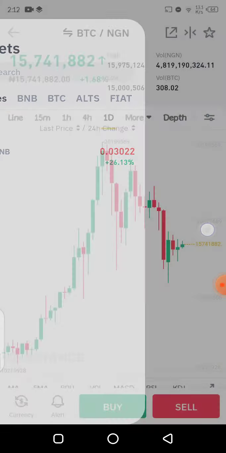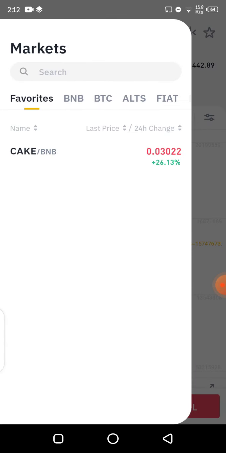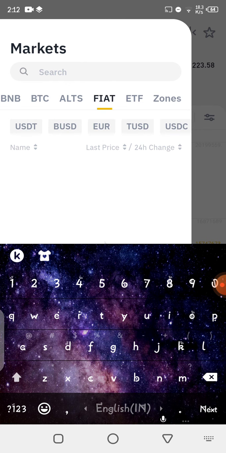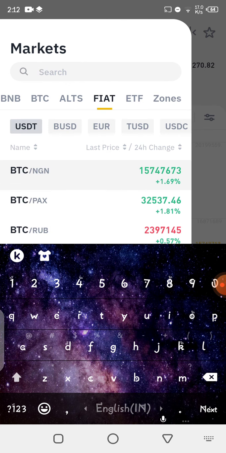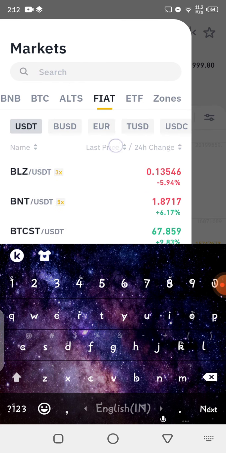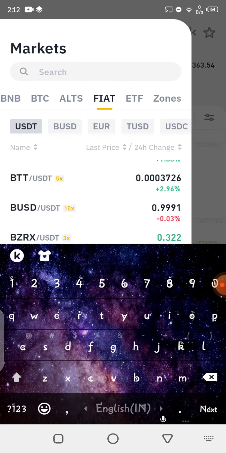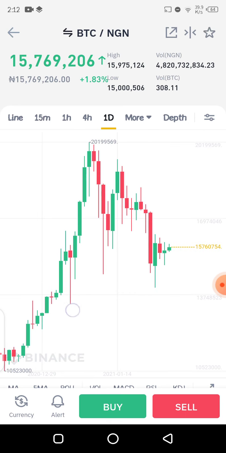So you can just tap on the name here, and search. Then go to fiat, USDT, so you can have USDT pairs. Oh, I don't know if you bought any coin yet. Okay. So you have to buy a coin, or you have to deposit your money first. Yes, you have to deposit your money. So go and deposit.